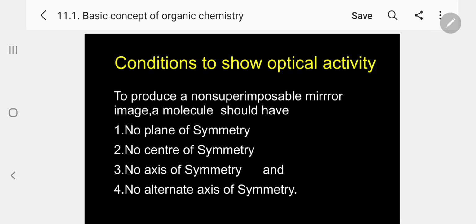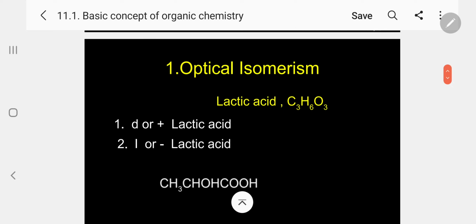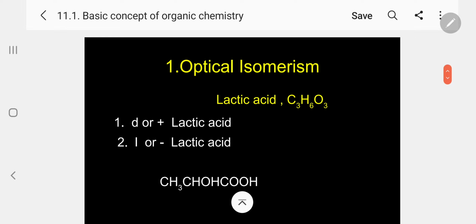To produce a non-superimposable mirror image, what should a molecule have? No plane of symmetry, no center of symmetry, no axis of symmetry, and no alternate axis of symmetry. These are the conditions it must have. Let me give examples for optical isomerism. Lactic acid, this is the molecular formula.